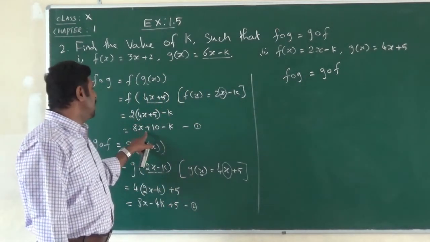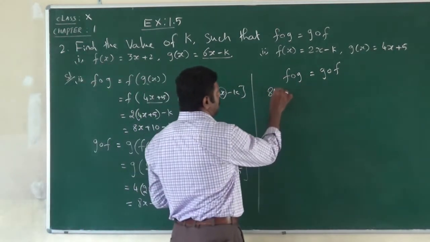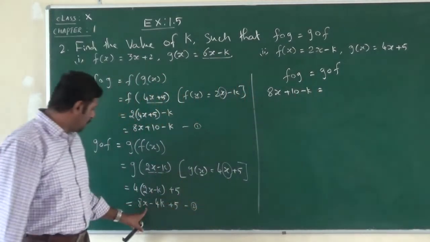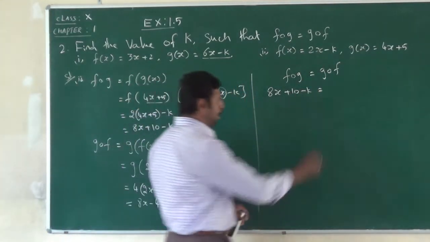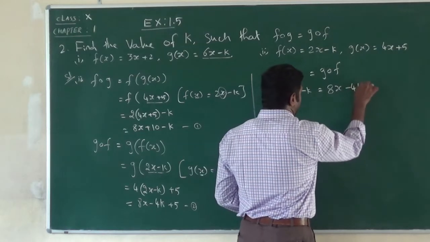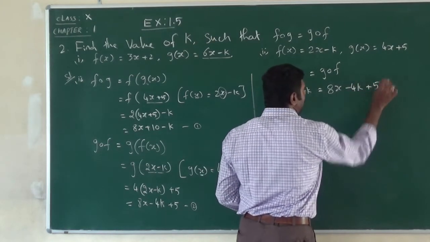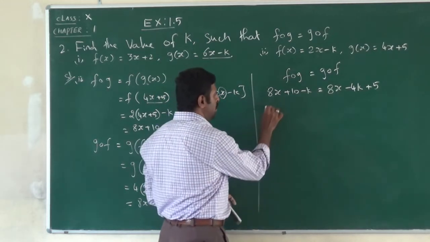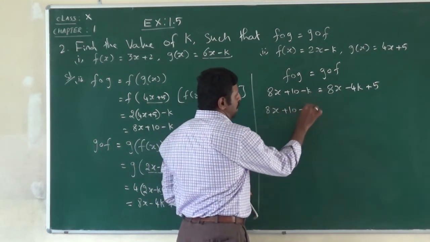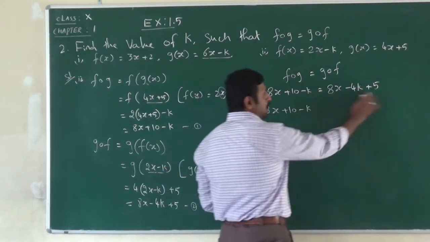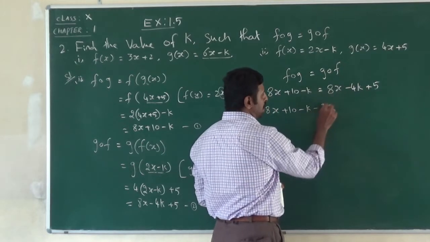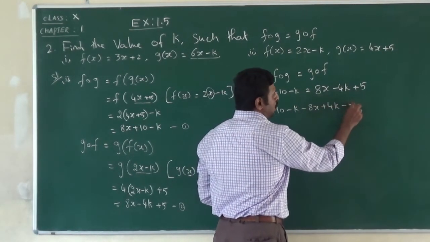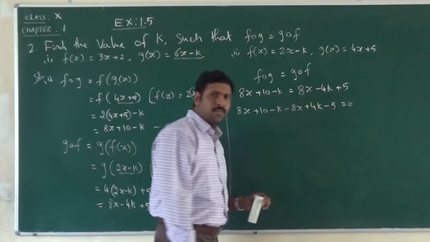The LHS is 8x plus 10 minus k, is equal to, the RHS is 8x minus 4k plus 5. Now I take this whole term to the left hand side. Here already we have 8x plus 10 minus k. If I take this whole term to this side, we get minus 8x plus 4k, and here we have plus 5, so change the symbol, minus 5 equal to 0.